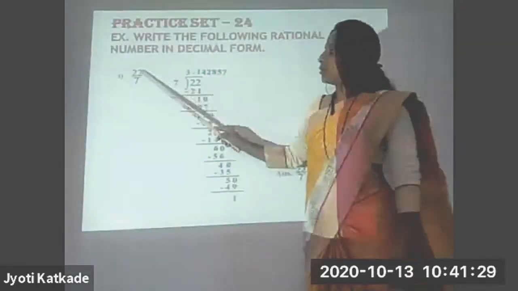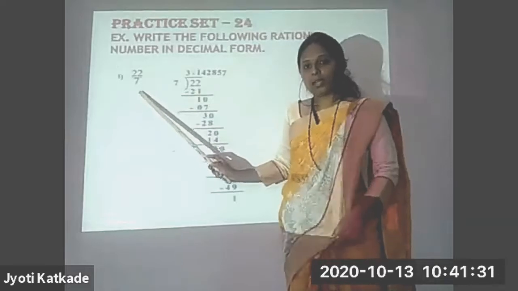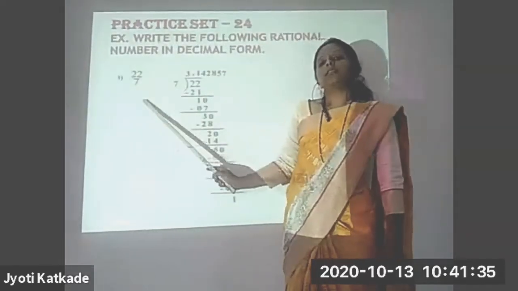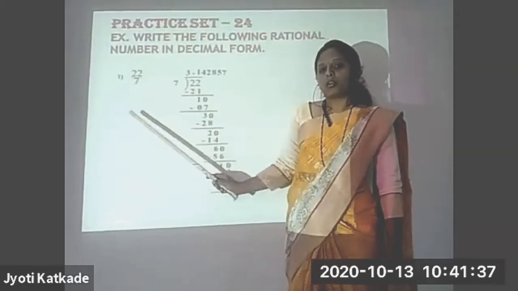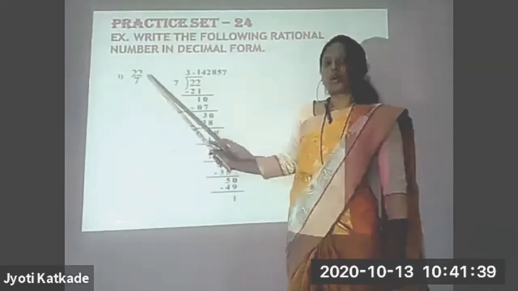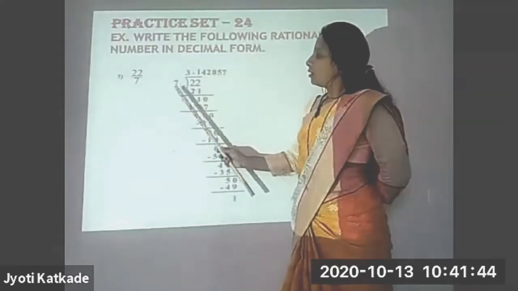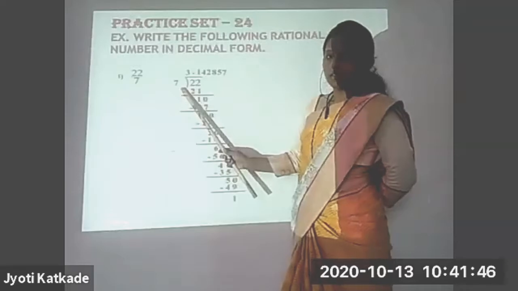See, the second example is 22 divided by 7. I think this is given for your homework. If you solve this, check your answer. Okay, let's divide 22 by 7.